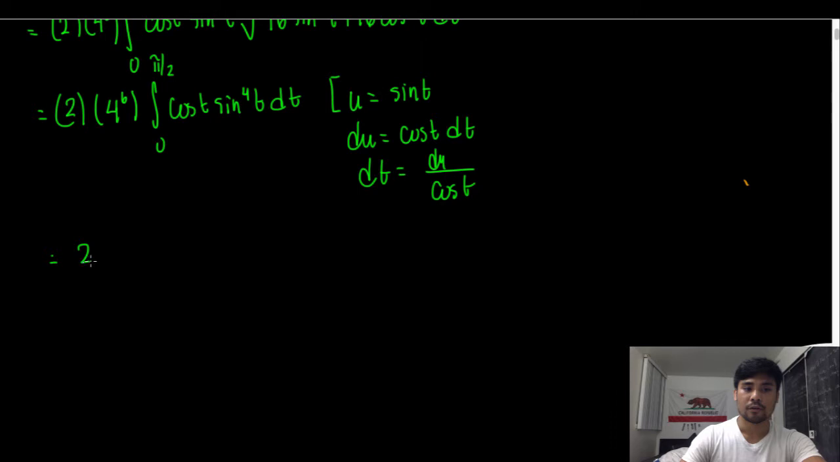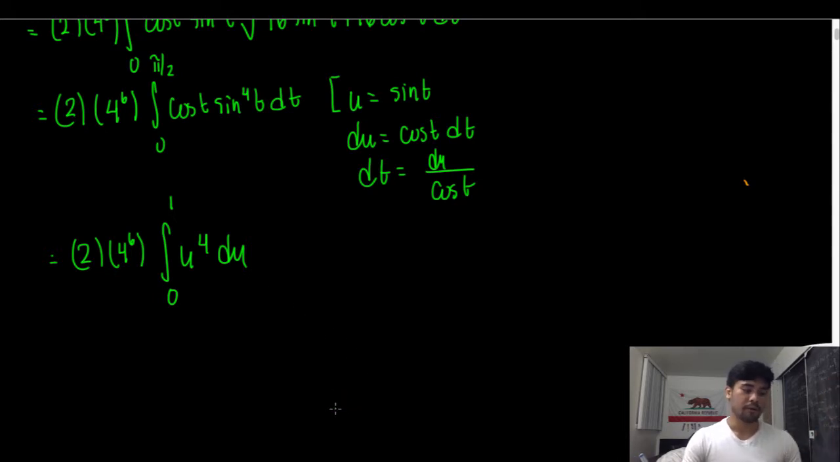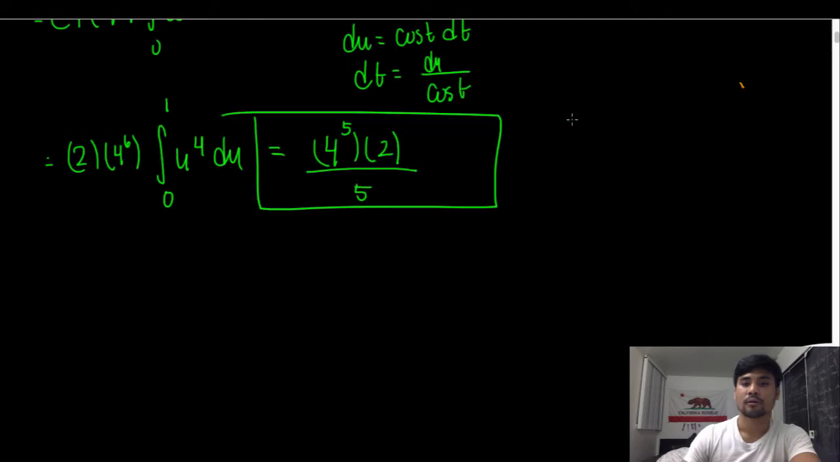Okay, we'll get 2 times 4 to the 6th, the integral from, well, when sine is 0, u is 0. When sine is pi over 2, u is 1, of just u to the 4th du. I'll stop here and give you guys the answer, and you should have 4, oh, it looks like a 4 to the 5th multiplied by 2 all over 5 is what you should get. Sorry, I think I made a computational mistake here, but my answer should be 4 to the 6th times 2 over 5.